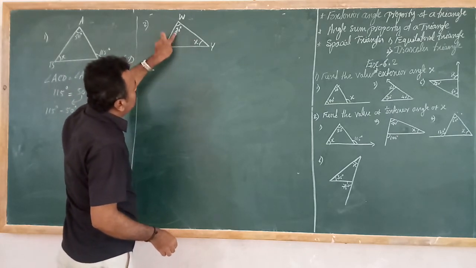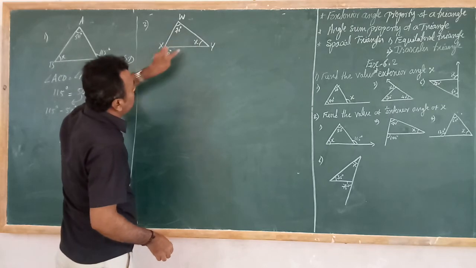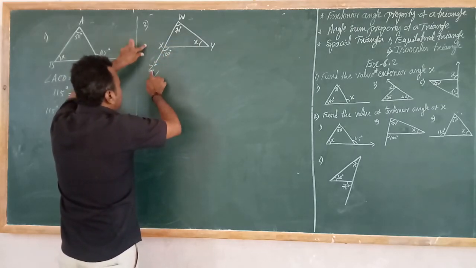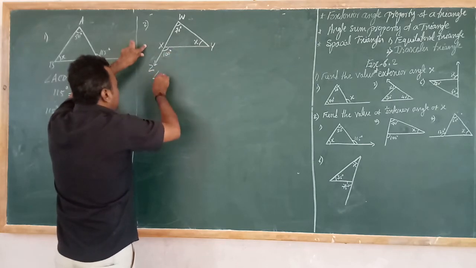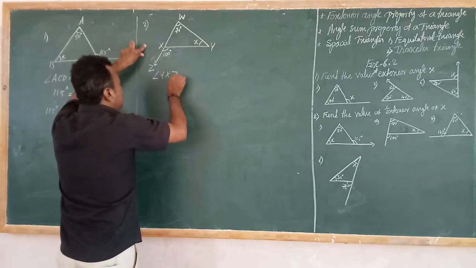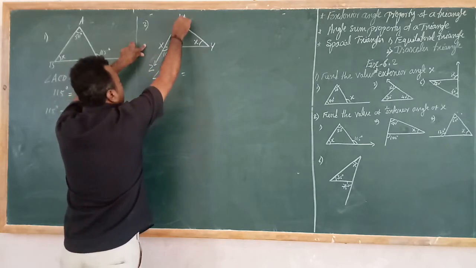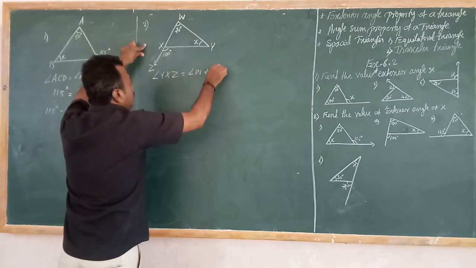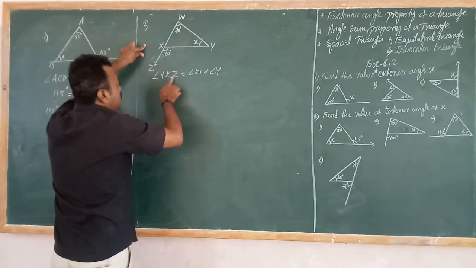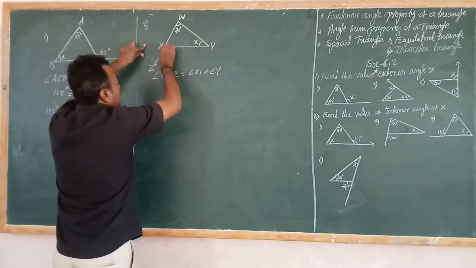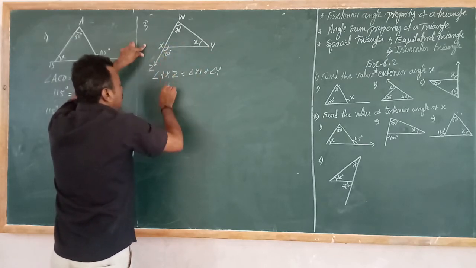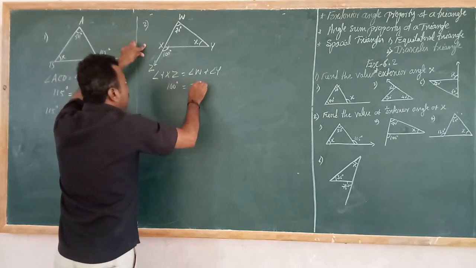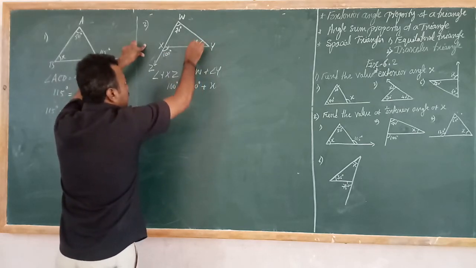So the sum of these opposite interior angles is equal to the exterior angle. Therefore, what is the exterior angle? YXZ is equal to the sum of the opposite interior angles, angle W plus angle Y. So YXZ, this is the exterior, how much degree? 100 degree is equal to angle W, 70 degree, plus angle Y, which is X.